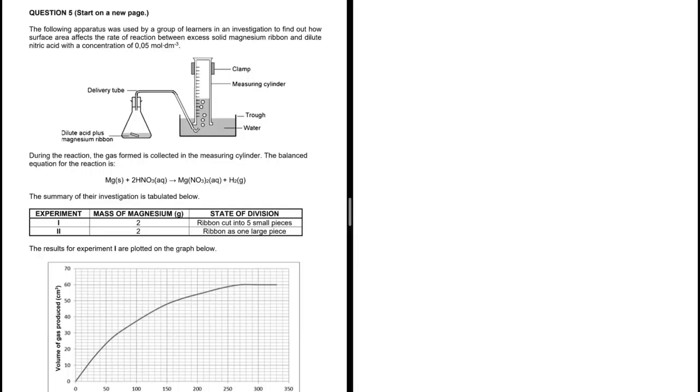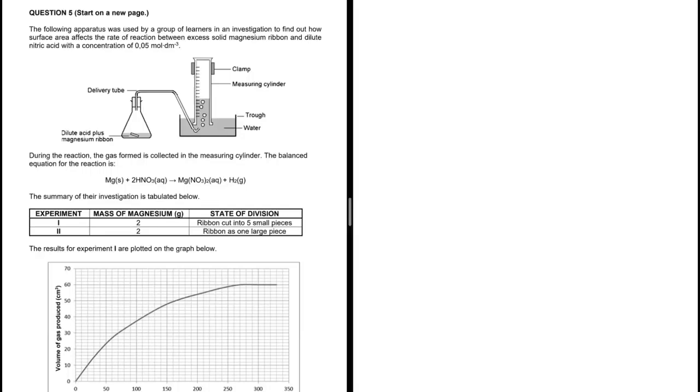5.5. Predict how the gradient of the graph for experiment 2 will compare to that of experiment 1. So in experiment 2, we have ribbon as one large piece. And then in experiment 1, we have 5 smaller pieces. So the rate of reaction in experiment 1, we expect it to be higher than that in experiment 2. But what is the question saying? The gradient for the graph for experiment 2, it will decrease. The gradient will decrease in experiment 2 because the rate of reaction will also decrease. And yes, the rate of reaction depends on the gradient. If the gradient is very steep, then the rate of reaction is very high. Okay, that is 5.5.